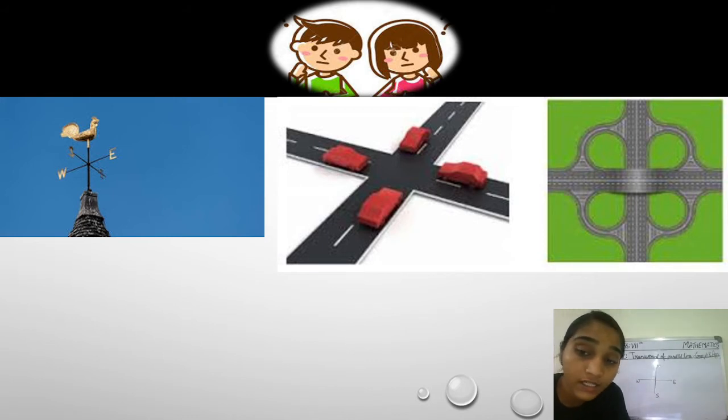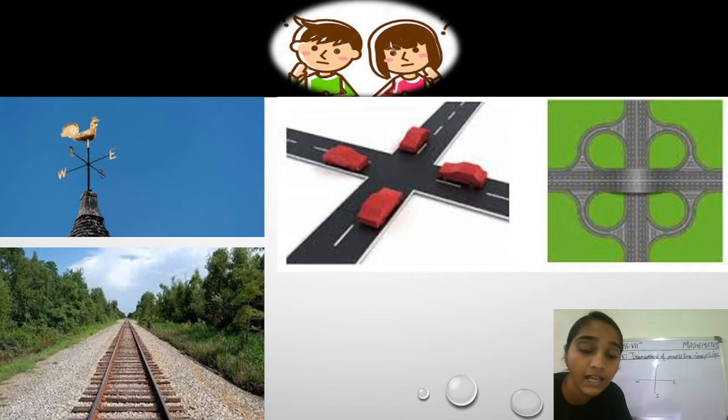Now let's look at some other examples, students. Can you see some more examples? Yes, the crossing of the roads. When the roads cross each other, we can say that they are intersecting, right? So they are also examples of intersecting lines. This type of picture you might have seen on the highways, where the two roads are intersecting each other. And yes, students, one railway track example we have already discussed.